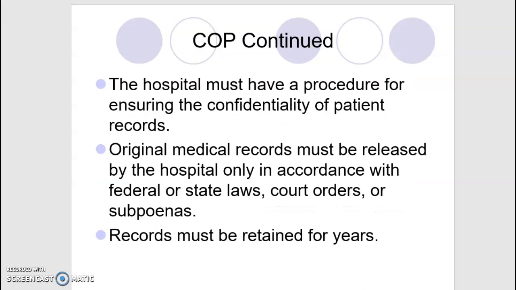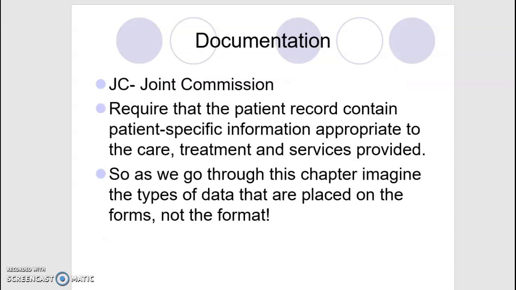They must have a procedure for ensuring the confidentiality of patient records, and the original medical records must be released by the hospital only in accordance with state laws, federal laws, court orders, or subpoenas. Records must be retained for 5 years. The Joint Commission requires a patient record to contain patient-specific information appropriate to the care, treatment, and services.